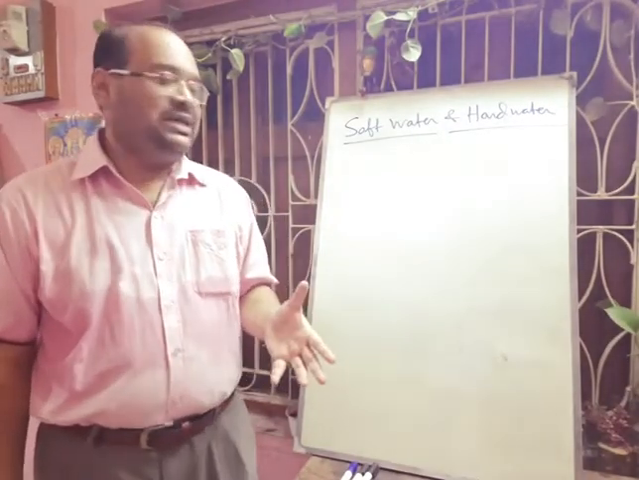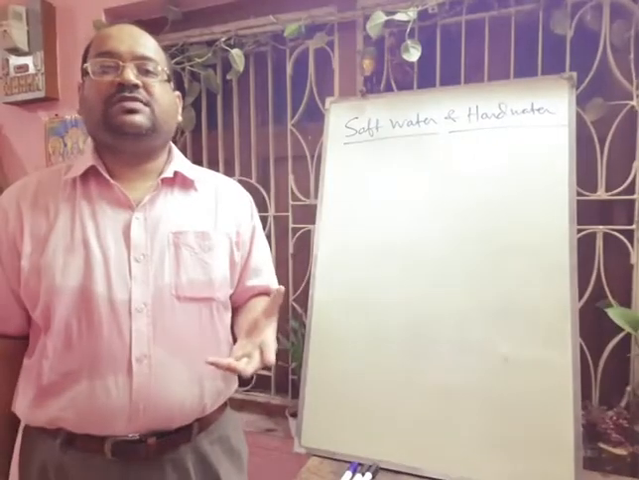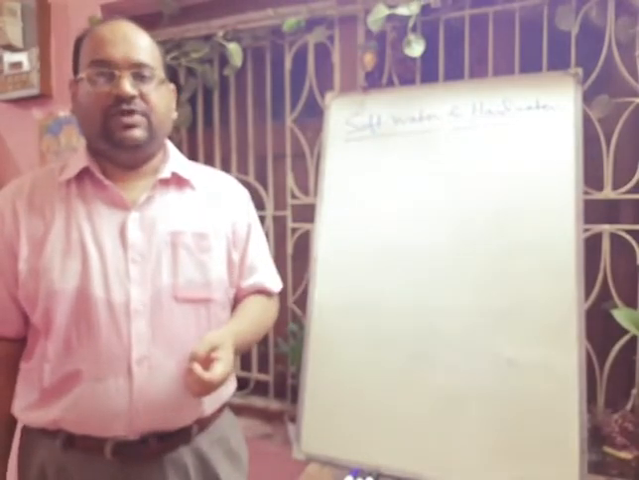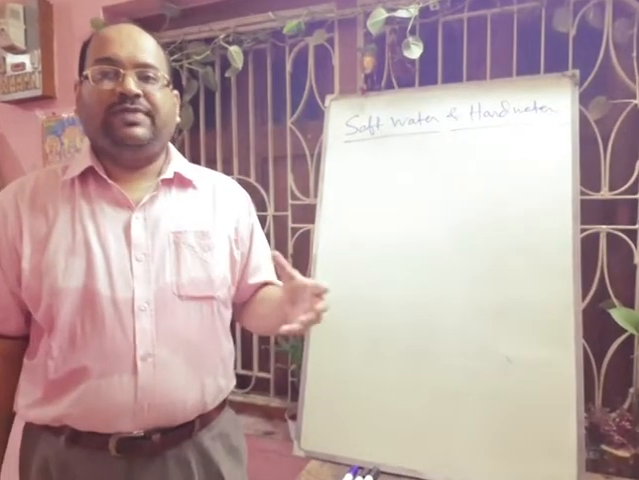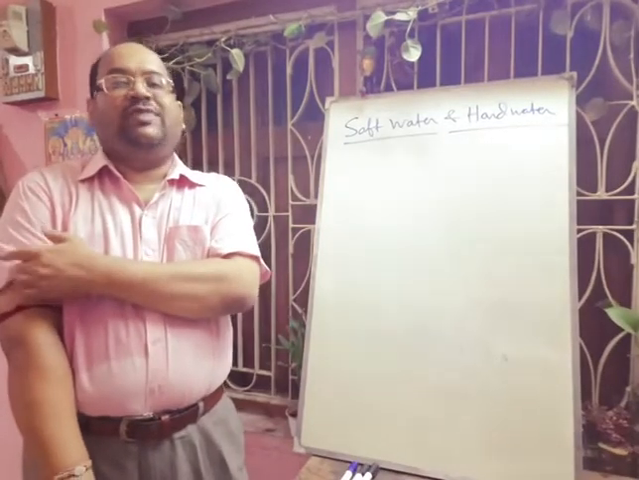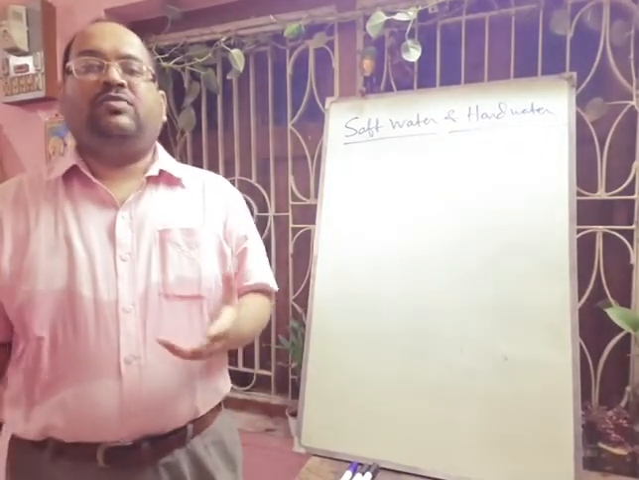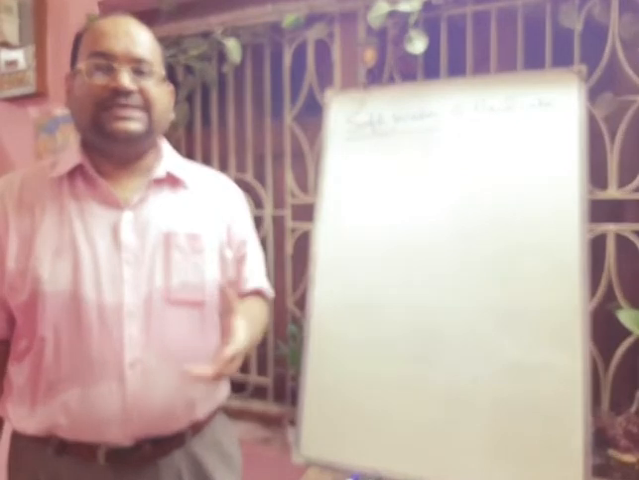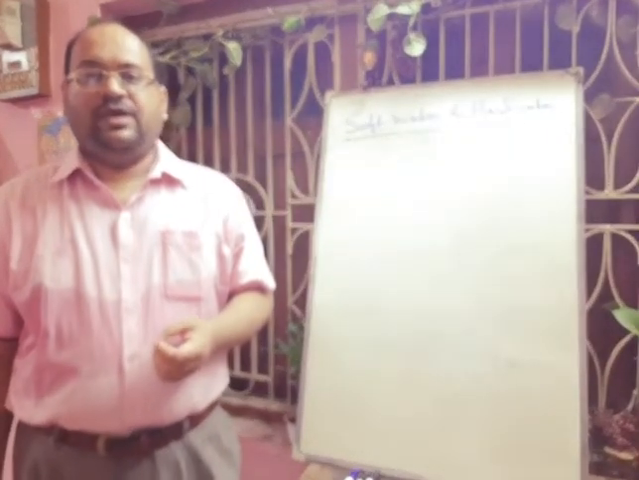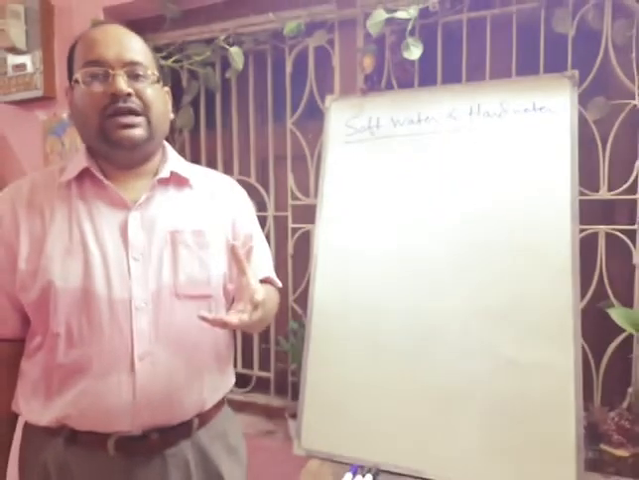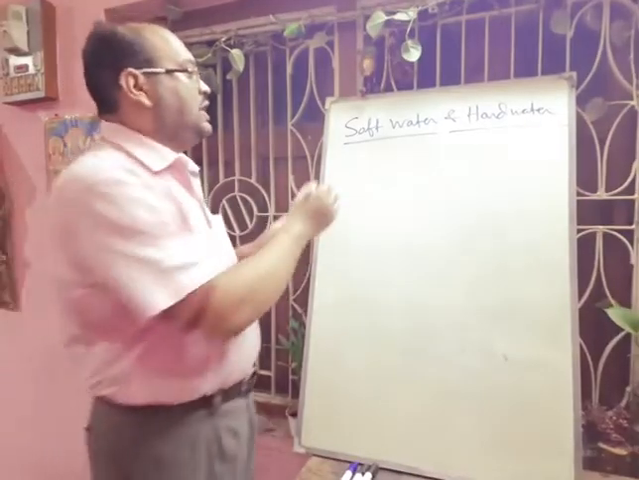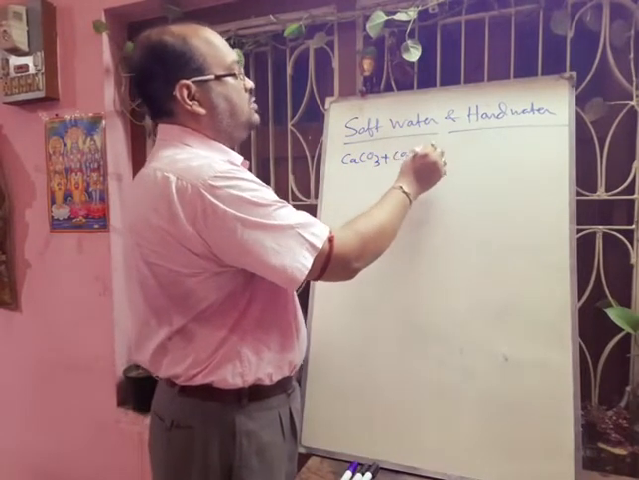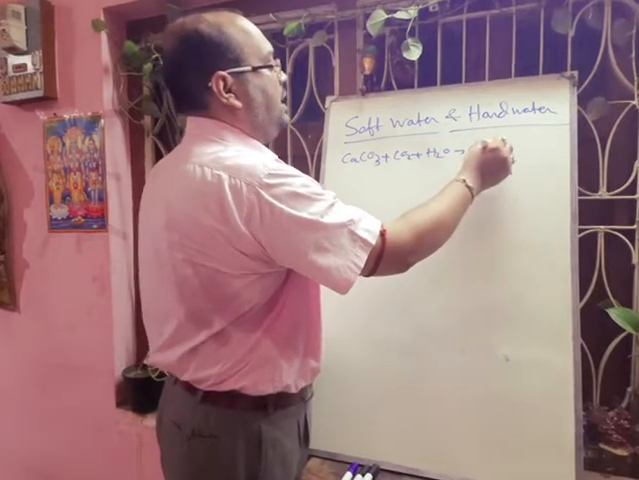Now, hardness of water is due to what? Due to the presence of bicarbonate, chloride, and sulfate salts of calcium and magnesium. When water flows over beds of limestone or dolomite, limestone being calcium carbonate and dolomite being magnesium carbonate, the carbon dioxide converts them to calcium and magnesium bicarbonate and makes the water hard. So what is happening? Calcium carbonate reacts with carbon dioxide plus water, forming calcium bicarbonate.